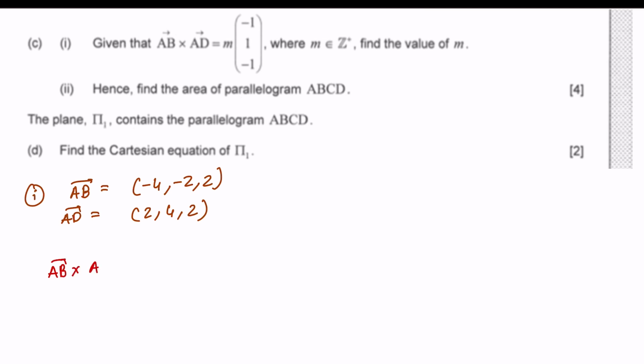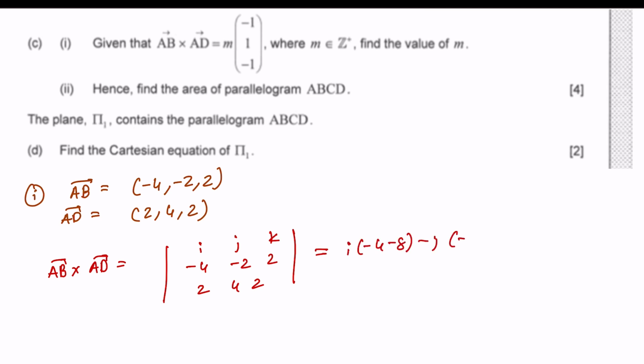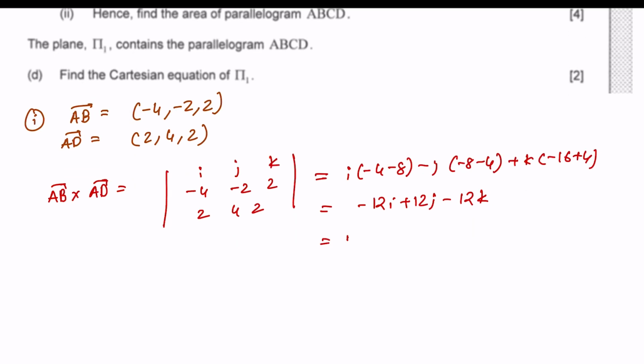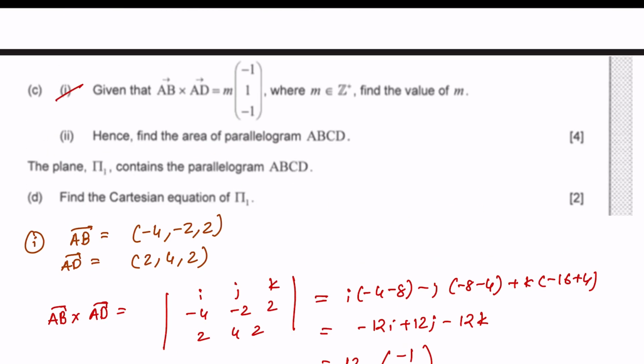I'll use the traditional way quickly, the matrix method. Minus 4, minus 2, 2, 2, 4, 2. That gives me i times minus 4 minus 8, minus j times minus 8 minus 4, plus k times minus 16 plus 4. That is minus 12i plus 12j minus 12k. If you take 12 common, you get minus 1, 1, and minus 1. Therefore, m would be equal to 12. That's the end of part 1.